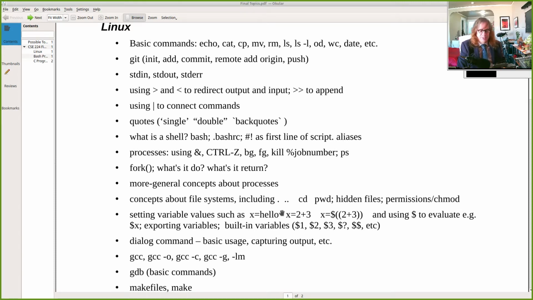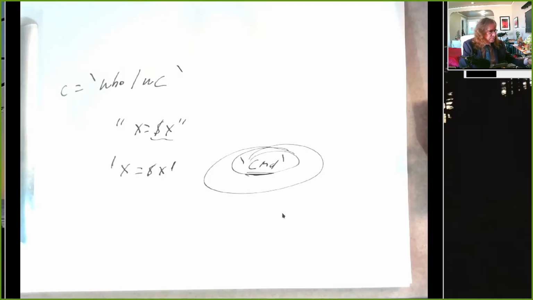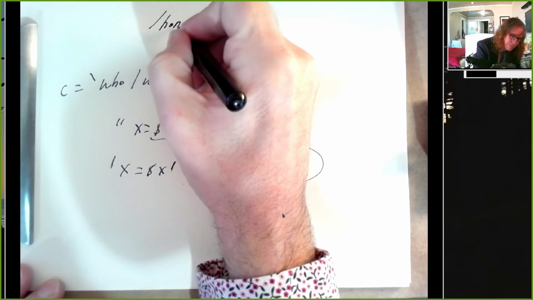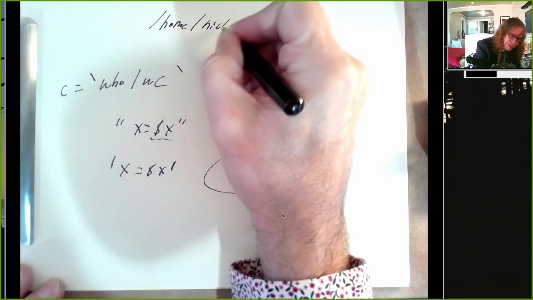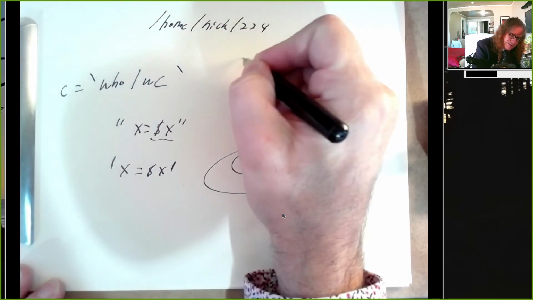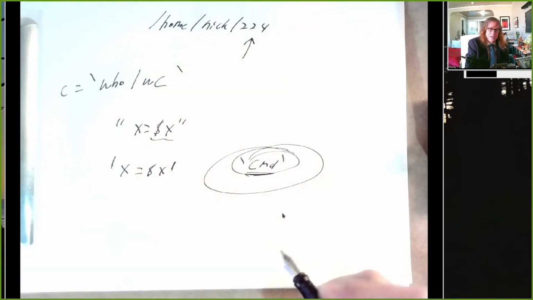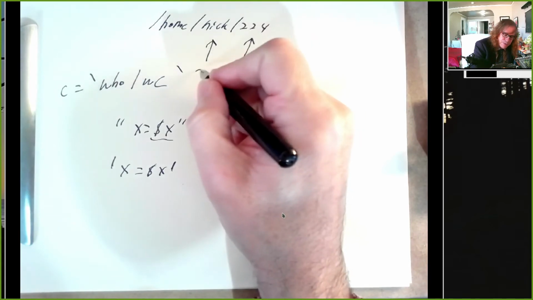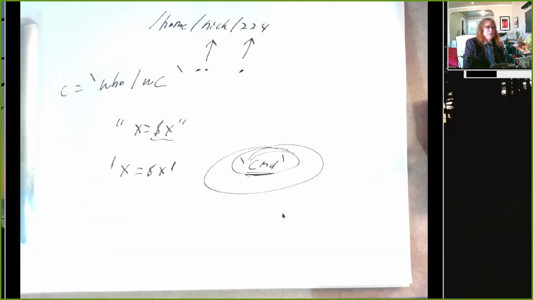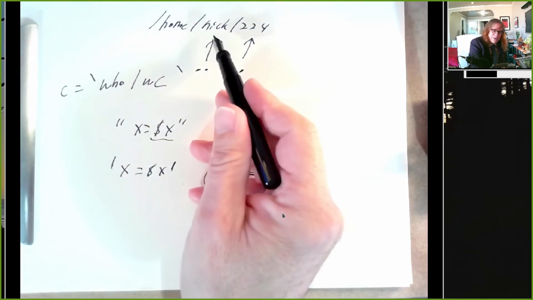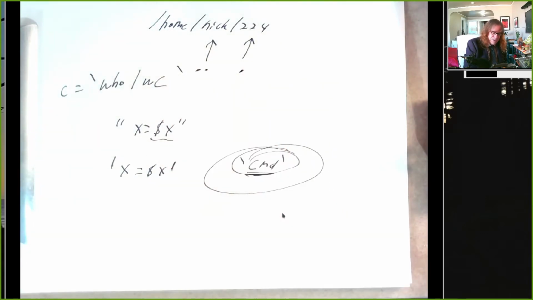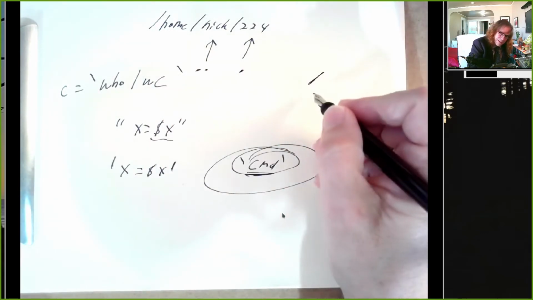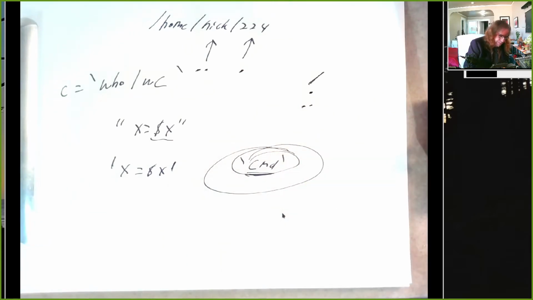So if I'm under, say, /home/nic/224, if I'm sitting in this directory, then dot refers to my current directory. Dot dot would refer to /home/nic. If I'm sitting here, then dot dot refers to /home, and so on. If you're sitting in /, that's both dot and dot dot. You can't move above the root directory.